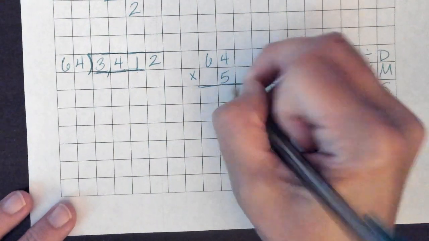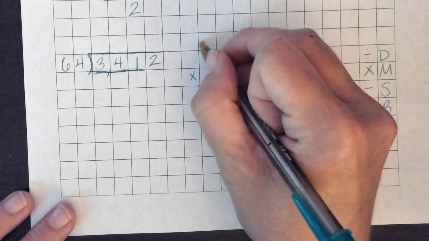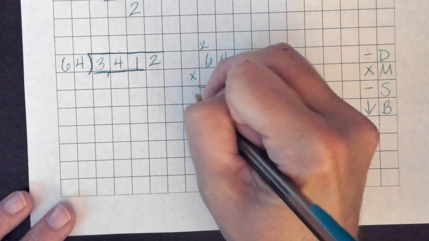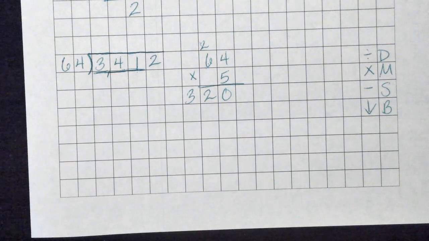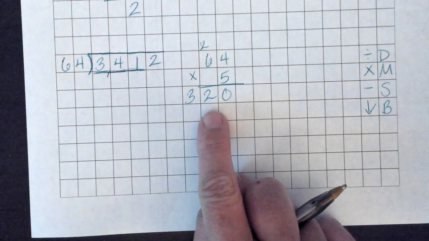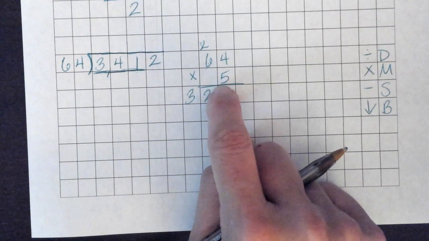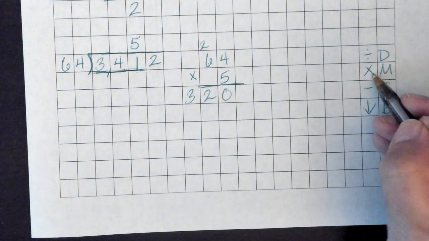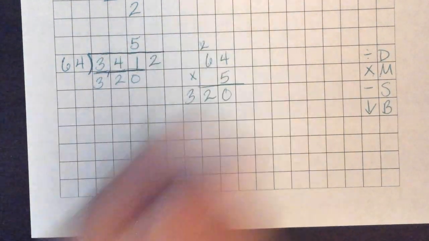5 times 4 is 20. 5 times 6 is 30, plus 2 is 32. Okay? Now you have to ask yourself, can you fit another 64 in there? No, you can't, okay? So the answer is indeed 5. So I've divided. I've already done the multiplication. 5 times 64 equals 320.